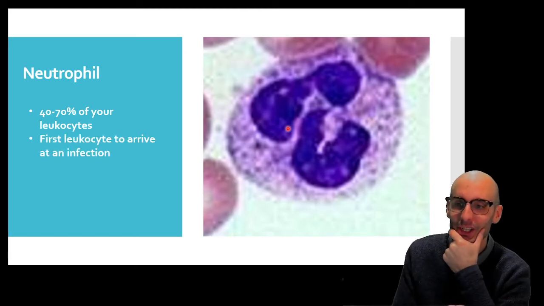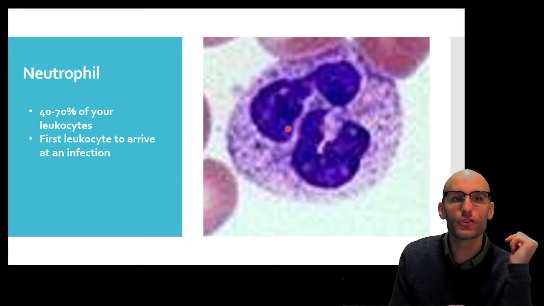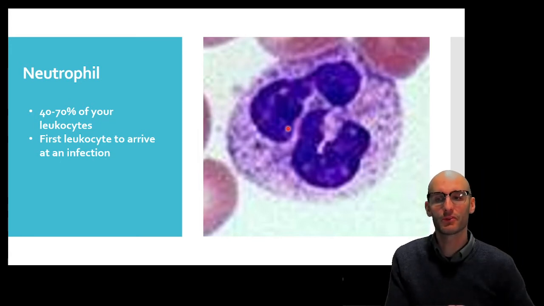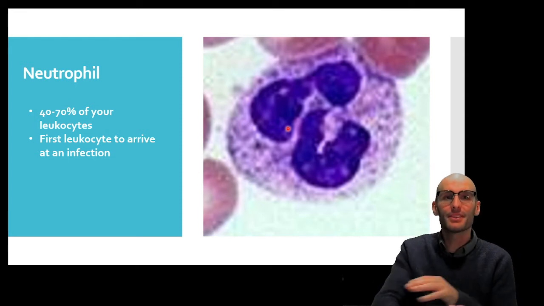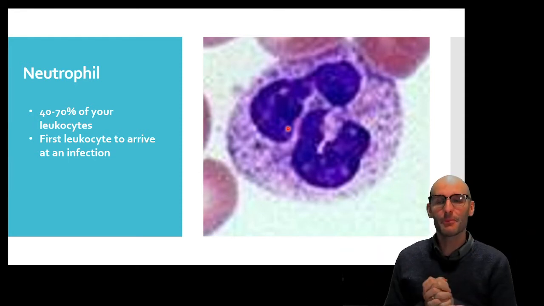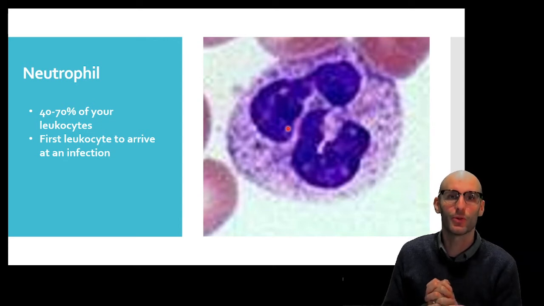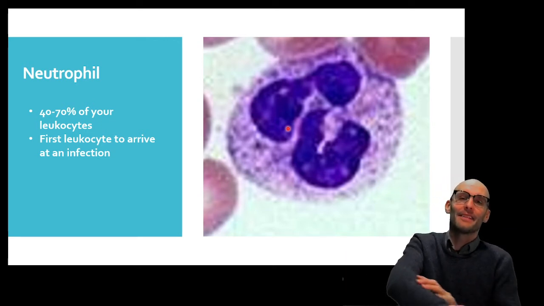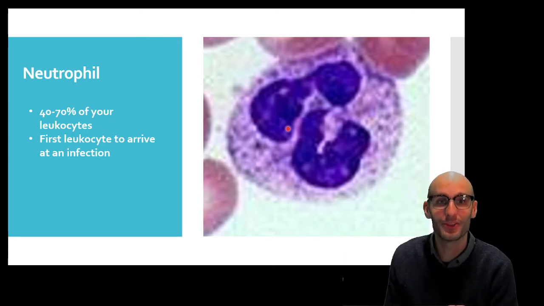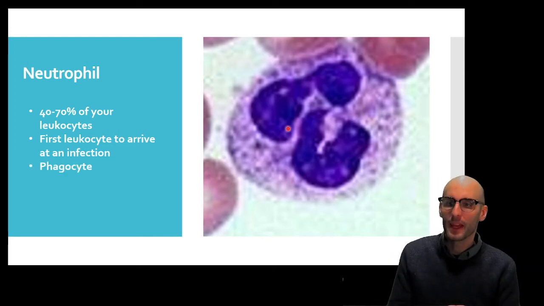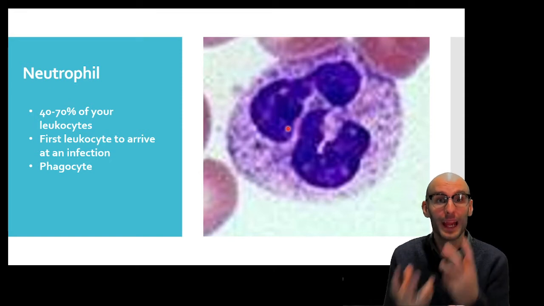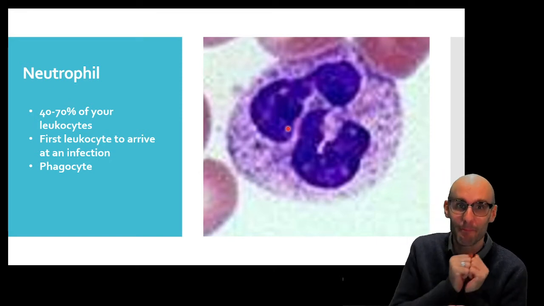As a percentage, the neutrophil is the first leukocyte to arrive at an infection. So if you get an infection at your skin, your resident immune cells in the skin will send out signaling molecules, many of which are called cytokines, and that will attract circulating immune cells. The first ones to arrive are those neutrophils. They are a phagocyte, so they will eat up the pathogen. That's one of their major weapons.